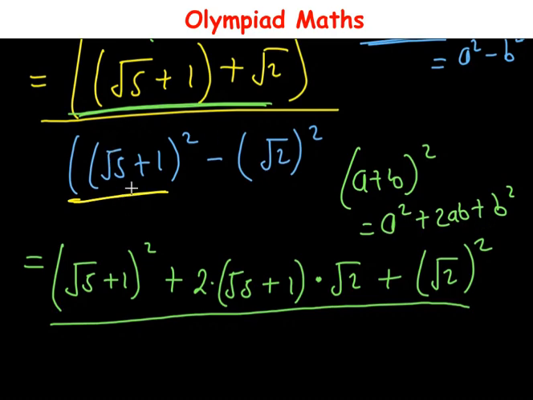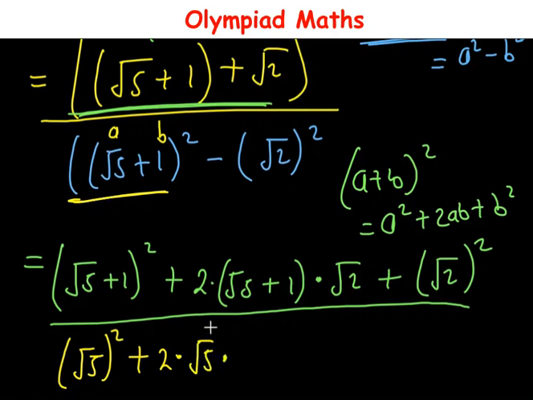So in this case, the value of a is root 5, the value of b is 1. Following this form, this becomes a squared, that will become root 5 all squared, then plus 2 times a, which is root 5, times b, which is 1, then plus b squared, b is 1, so 1 all squared, then minus, from here, square will cancel square root, we are left with 2. Okay, good.